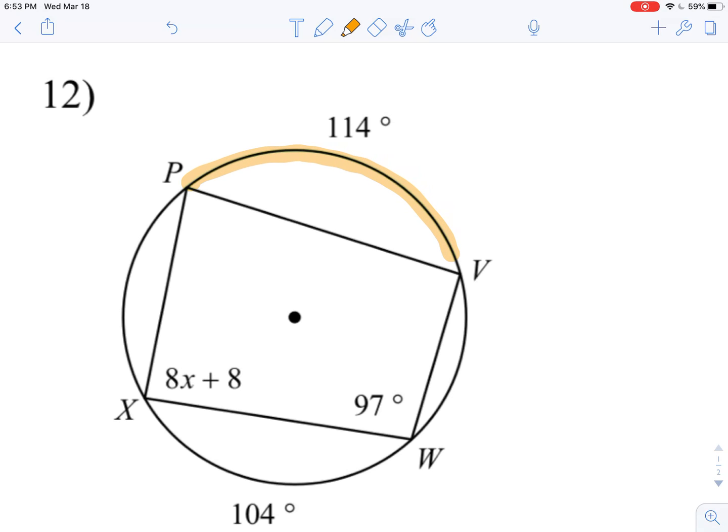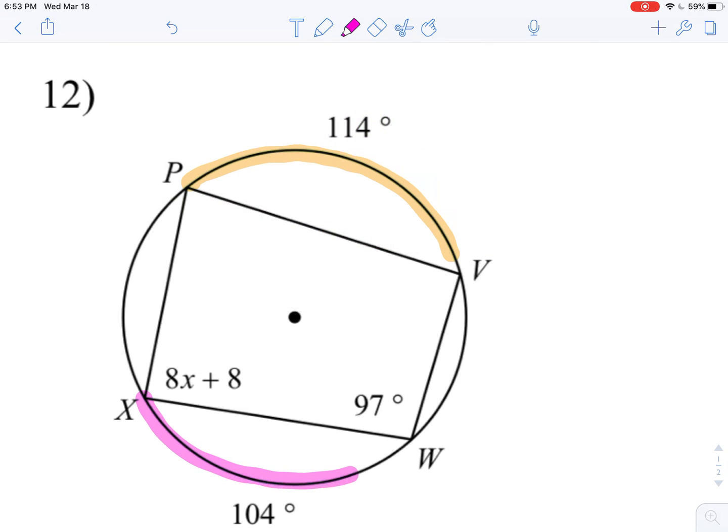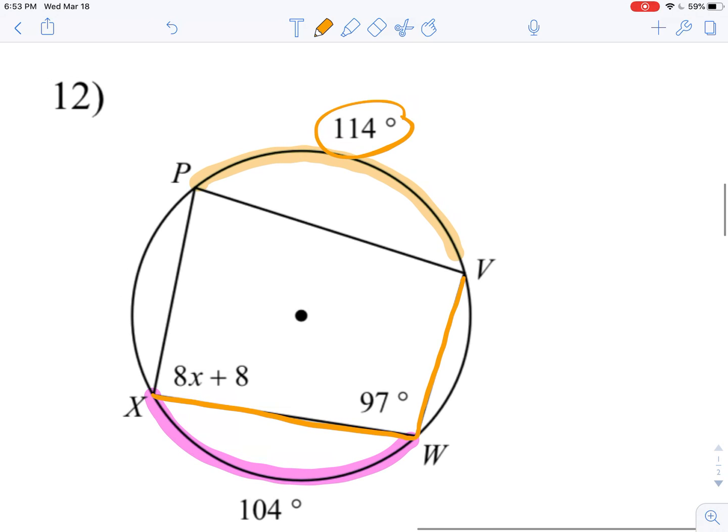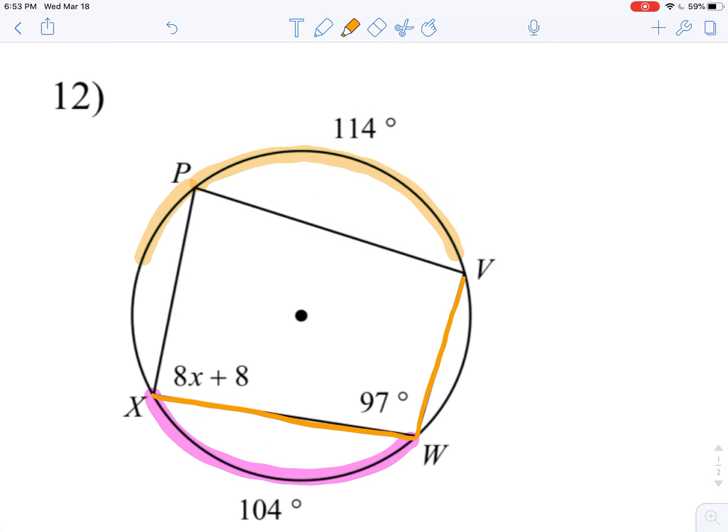So I'm given 114, I'm given 97, and I'm given 104. All right. So here's 97. Now, which part is being intercepted by 97? It's this orange part, 114, up here. So let's just extend this orange part to cover the whole arc that's being intercepted by W. So 97 intercepts that whole thing.